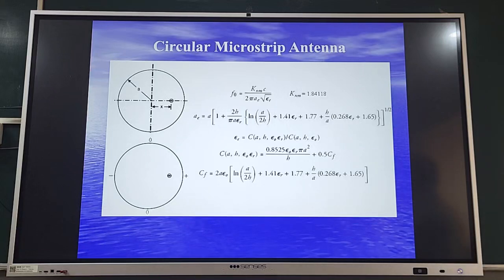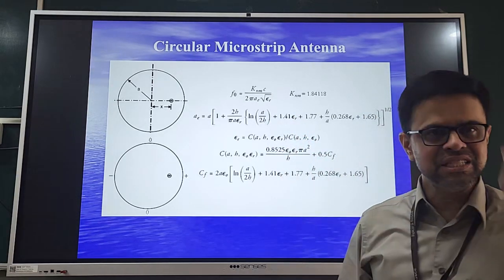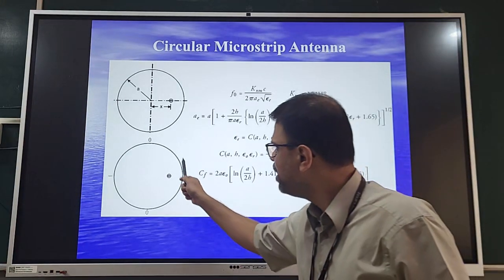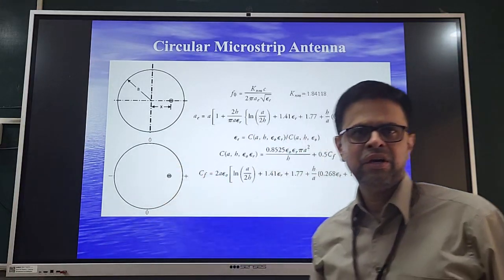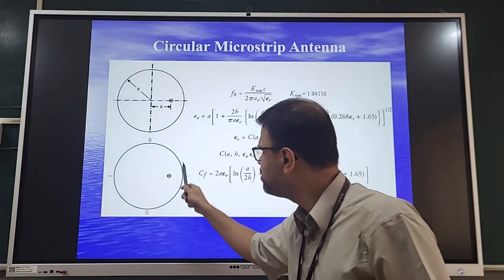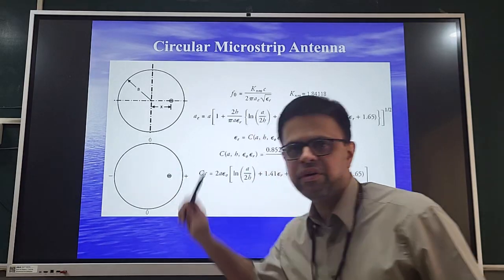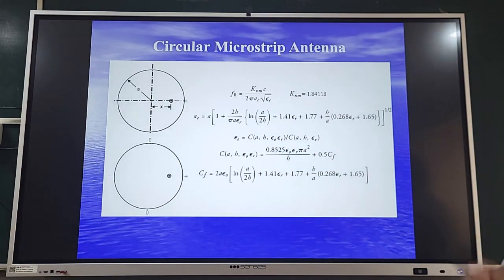Now the fundamental mode in circular microstrip antenna is TM11. The first n stands for one wavelength variation along the complete perimeter, or one half wavelength variation along half of the perimeter, the way you look at it.